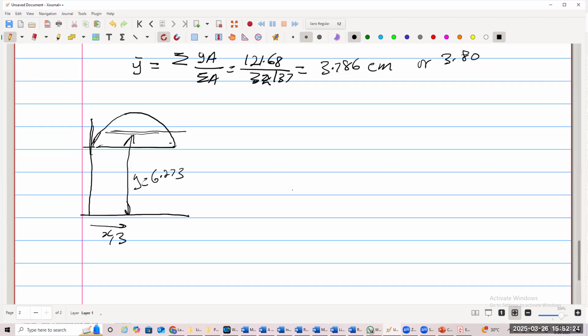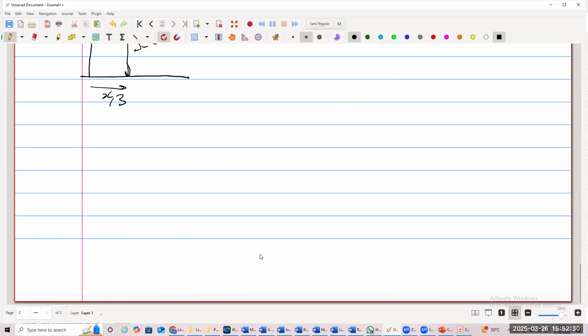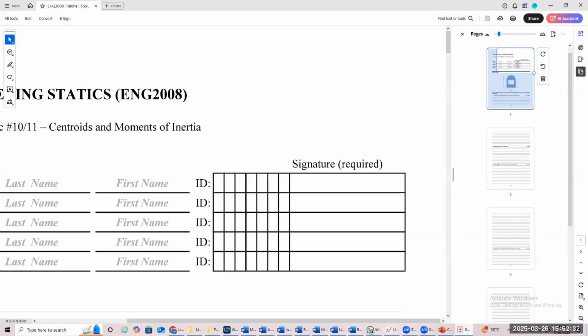So you're applying, you want to find, let me see what they want the inertia of. Did they ask you for both axes? Let's look at the question.